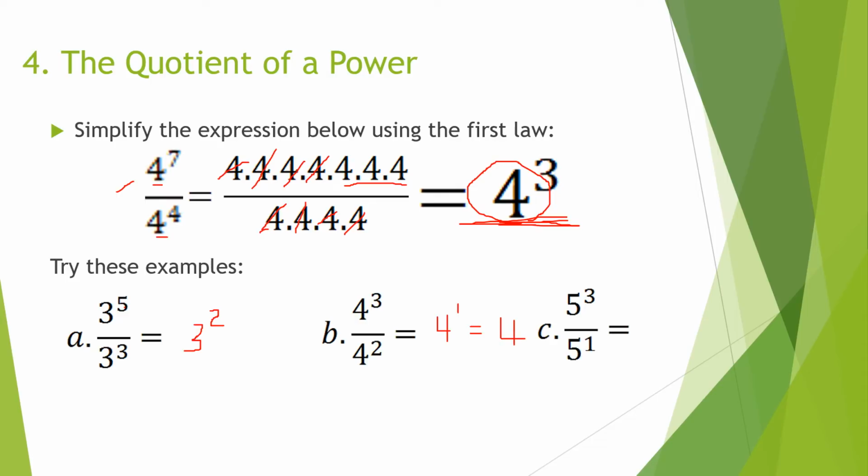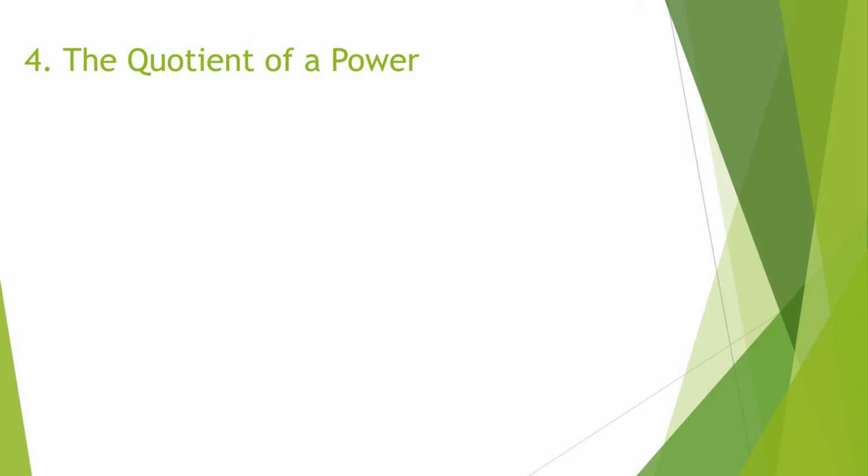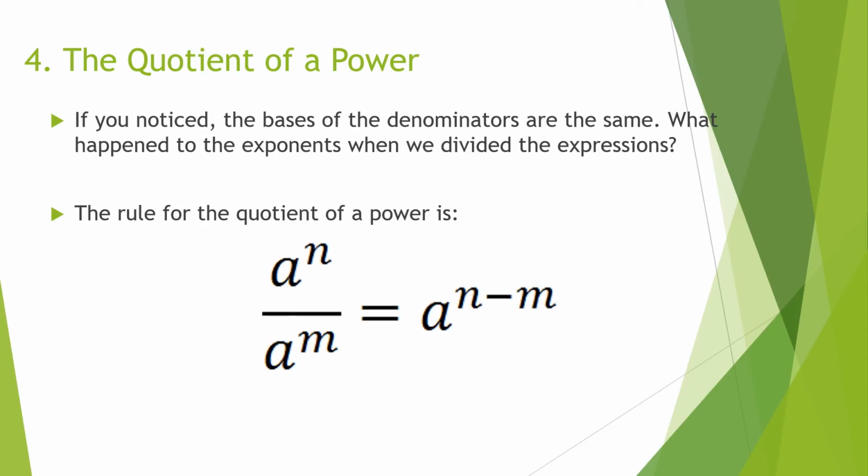And how about example C? Of course the base is 5, and then 3 minus 1 is equal to 2. So the final answer for C is 5 squared. Okay, so those are the answers. And let's continue. Here is our general rule: if we are given a raised to n over a raised to m, we simply subtract our exponents.